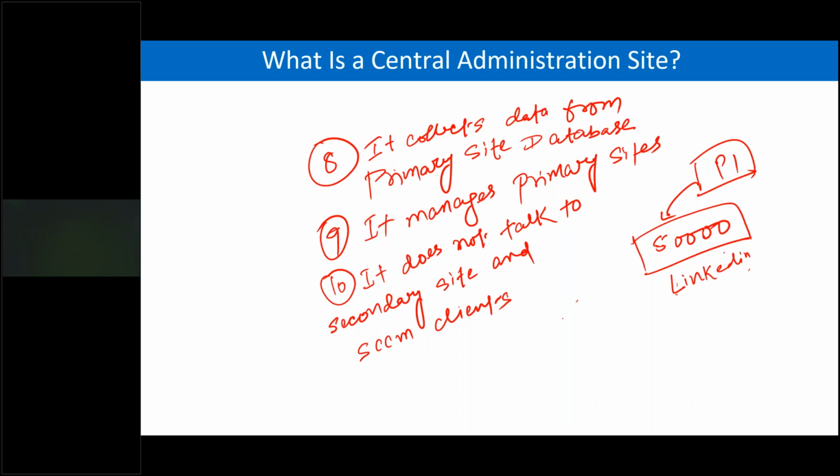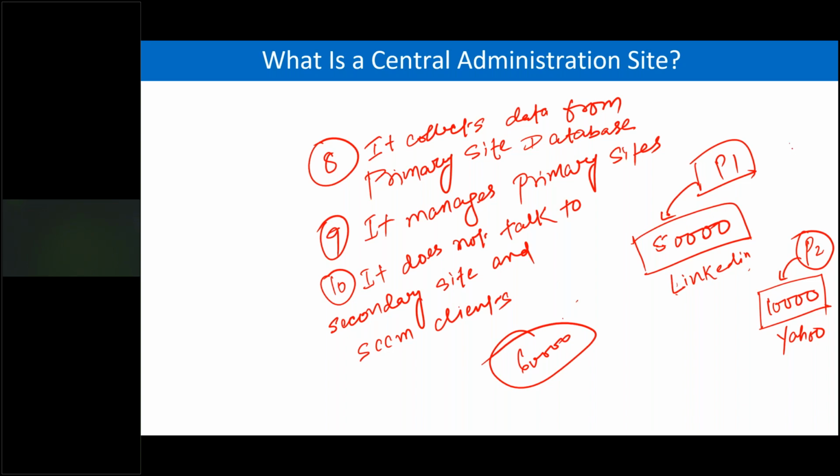Now this company has purchased another company. For example, let's say it purchased Yahoo. Okay, and Yahoo got 10,000 devices, right? And Yahoo already has a primary site, and this is being managed by primary site 2, right? And the total number of devices is only 60,000. Total, how many devices are there? 60,000. But the management has decided to keep them separate. They don't want to mix them together. Okay, so we need a central administration site, and both will report.